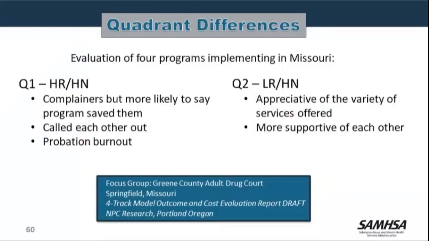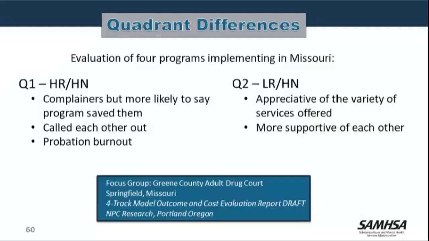I'm going to do this real quickly, but for those of us who are not evaluators, these focus groups, I thought, said beautifully what we're seeing. The Quadrant 1 people, when we did focus groups, complained a lot, but they also recognized that the program saved their lives, and they were willing to call each other out. They also talked about probation burnout. Whenever they were in programs that continued forever, they gave up, because we keep after them for so long that we hit that ceiling effect where we lose our ability to make a significant change with people.